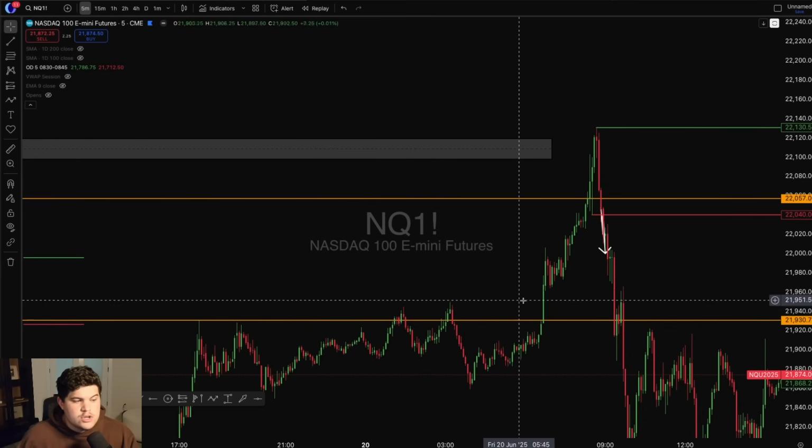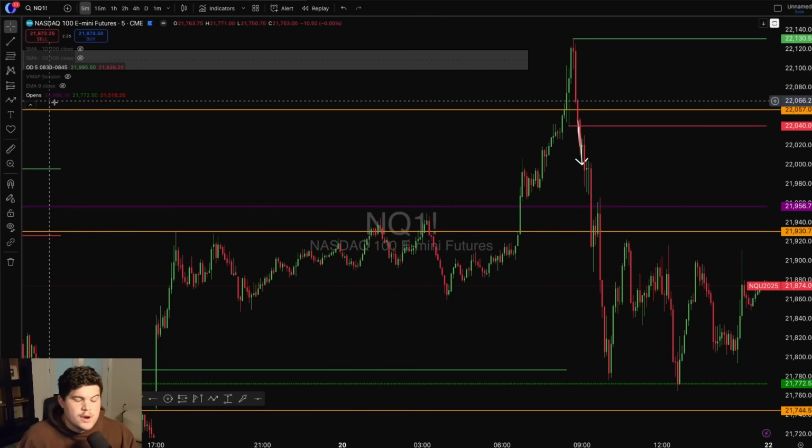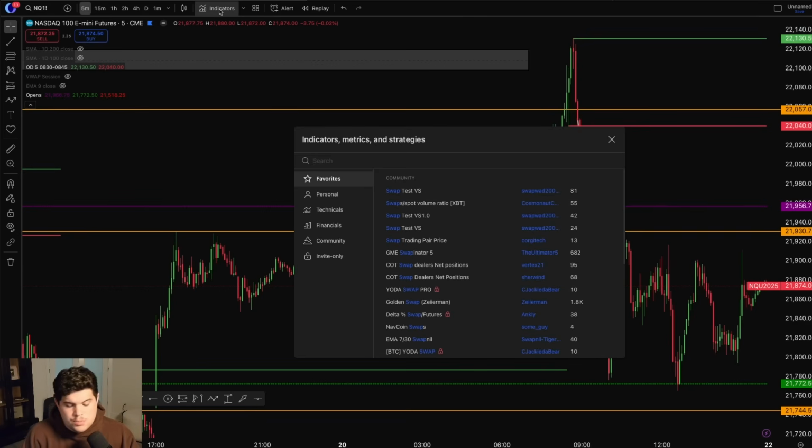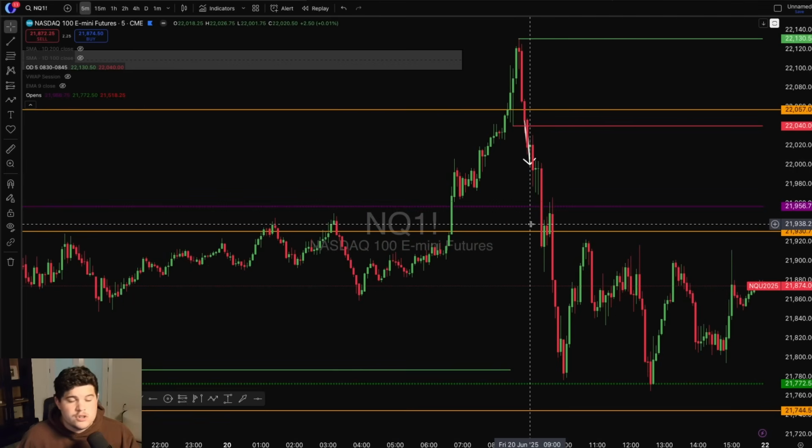Now, a few ways that you can do this as well, really quickly, is you can also use another indicator called Opens, which, again, is a pretty novice indicator, I'll tell you right now. And again, you can just pull it up, literally OPENS, by We Run the Stops. And so what this does is it marks out your daily open, your monthly open, and your weekly open. And you will notice that those levels are very key, very important.